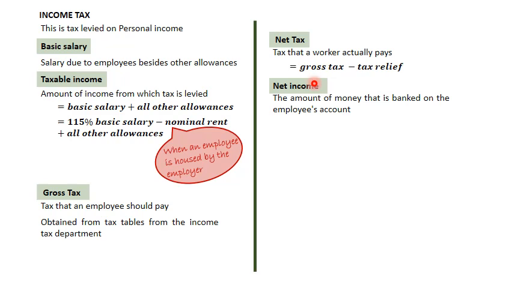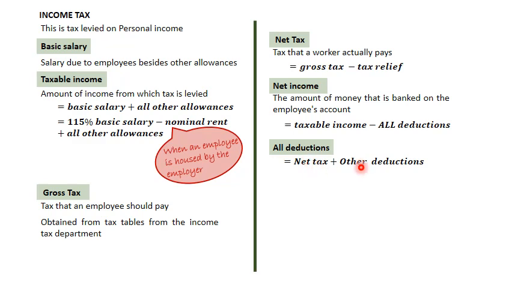There's also net income, which is normally the amount of money that is banked on the employee's account. That's the amount that you find in an account. And it includes taxable income minus all deductions. Now, all deductions means net tax plus other deductions. We shall see that again in an actual example.